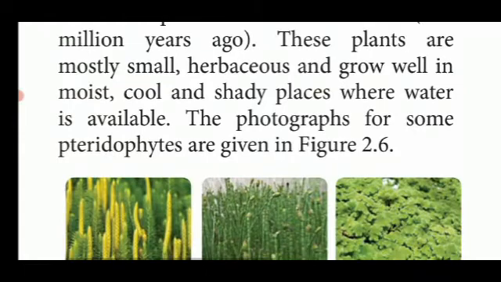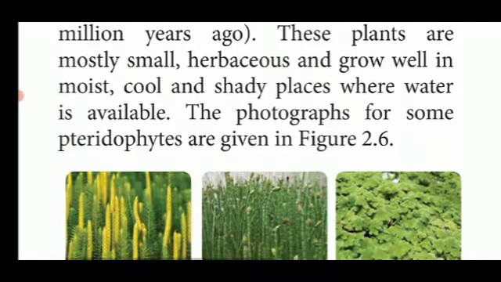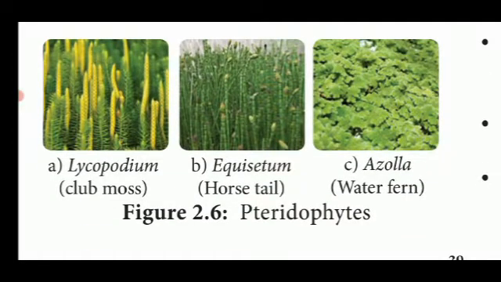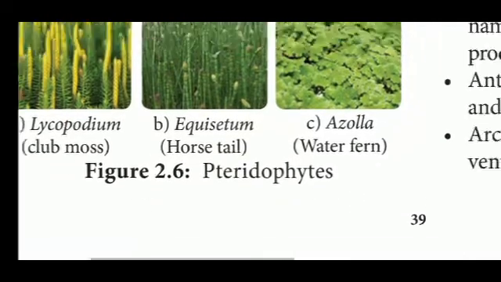These plants are mostly small and herbaceous. They are smaller in size. Herbaceous means a grass-like stem is present, and they grow well in moist, cool and shady places where water is available. Some of the pteridophytes are Lycopodium, club mosses, Equisetum, horsetail, and the water fern Azolla.